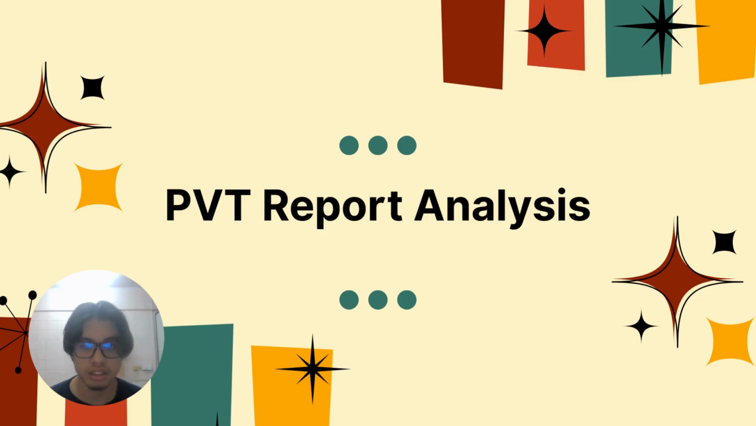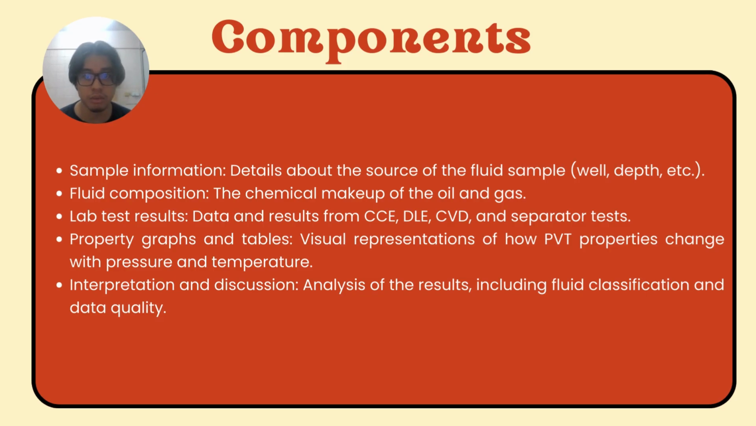Okay, next. The sample information: details about the source of the fluid sample, like the well, depth, etc. Fluid composition: the chemical makeup of the oil and gas. Lab test results: data and results from CCE, DLE, CVD, and separator tests. Property graphs and tables: visual representation of how PVT properties change with pressure and temperature. The interpretation and discussion: analysis of the results, including fluid classification and data quality.